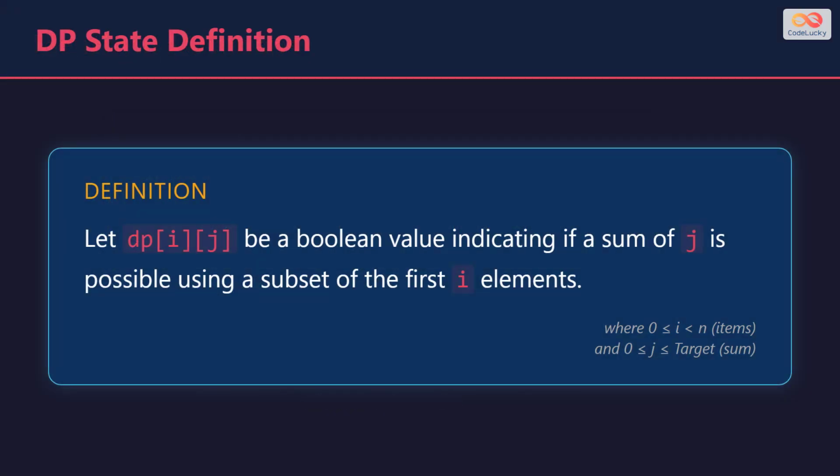Let's formalize this with dynamic programming. We will define a 2D table. Let's call it dp. The cell at row i and column j will store a Boolean value. It answers the question, is it possible to achieve a sum of j considering only the first i items? Here, i ranges from 0 to the number of items, and j ranges from 0 to our target sum.